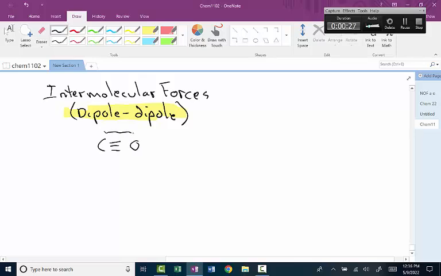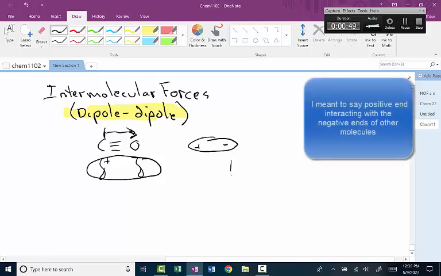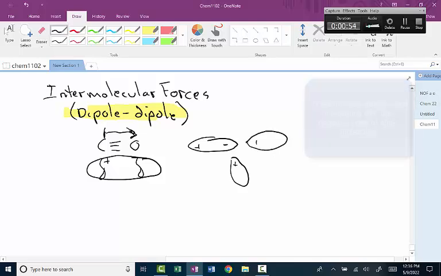This has a strong dipole in that direction, partially negative over here, partially positive. So if we drew our molecule, we might put a negative on this side and a positive here. The interaction between molecules will be the positive ends lining up with the negatives like this, perhaps positive, negative, and the negative over here lining up with the positive.